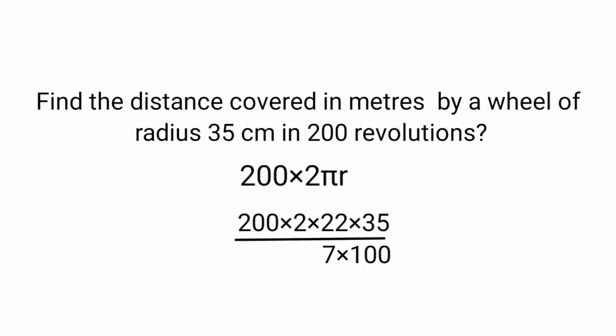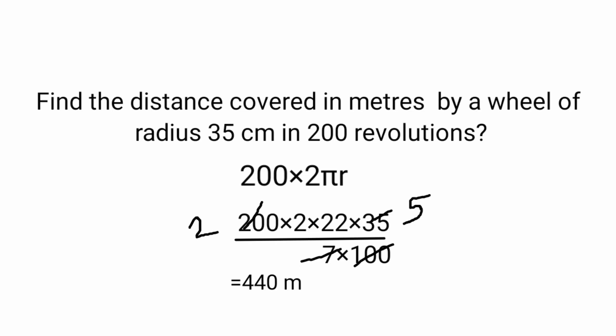Now we can cancel out 100 and 200, that is 2, 7 and 35, 5 times. So the answer will be 2 into 2, 4, 4 into 5, 20, 20 into 22. 22 into 2 is 44 into 10, that is 440 meters will be the answer.